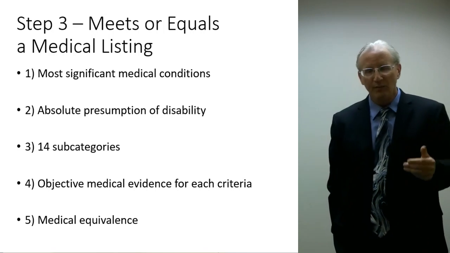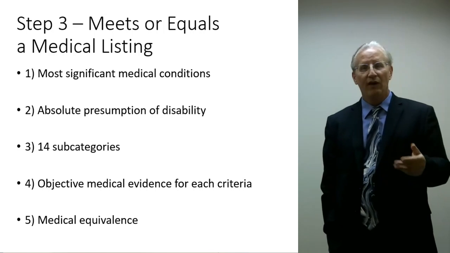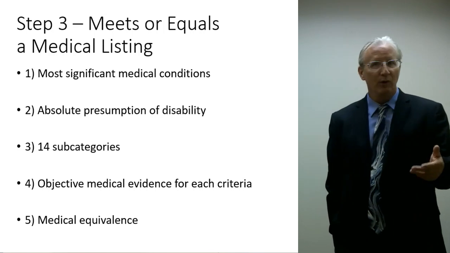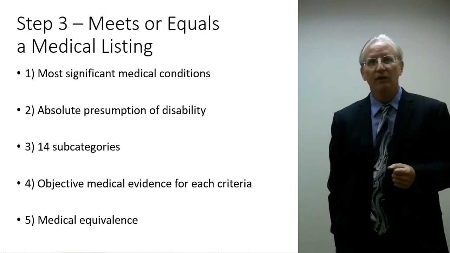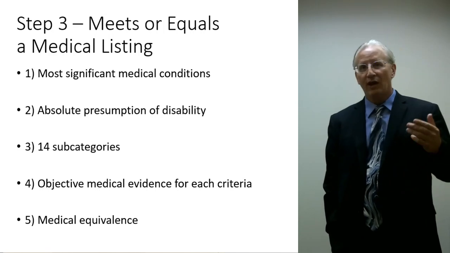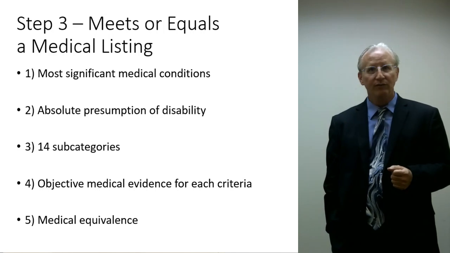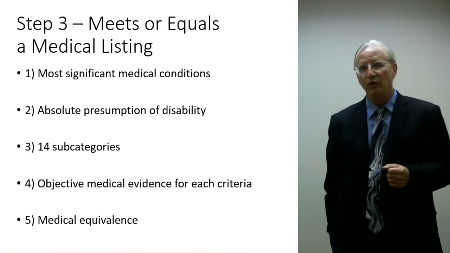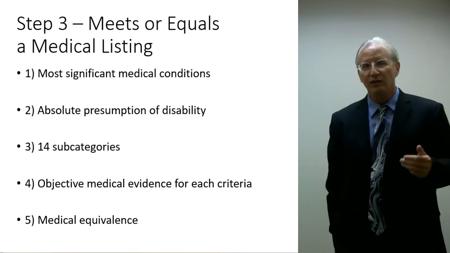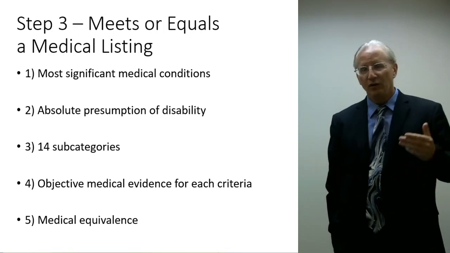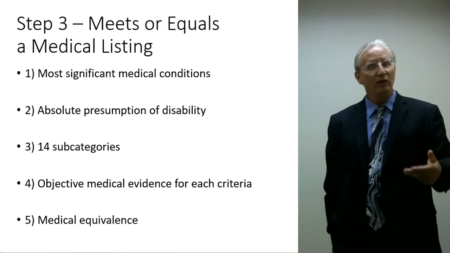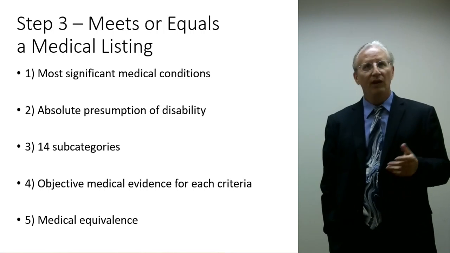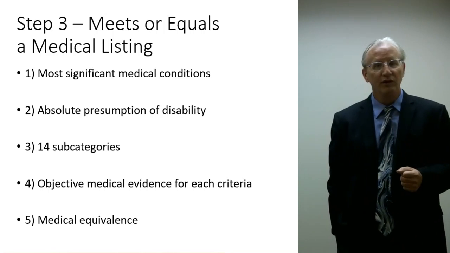So to recap, Step 3, you have to either meet or equal a medical listing. That's the most significant medical conditions that we have today. There's an absolute presumption of disability at that step of sequential evaluation. There's actually 14 subcategories. You now need to have objective medical evidence for each one of those criteria. And if you don't actually meet the medical criteria, you can still be allowed at Step 3 if you equal the criteria. That's Step 3 of sequential evaluation in a nutshell.